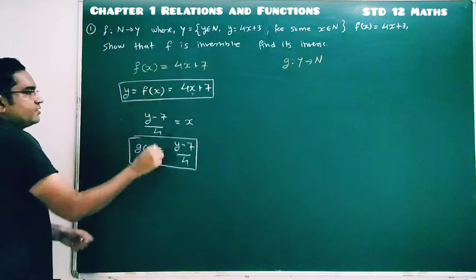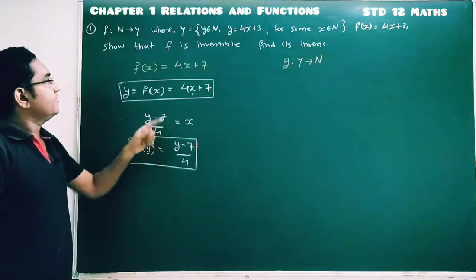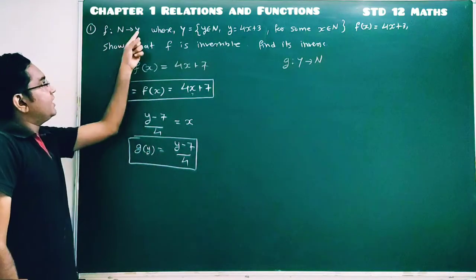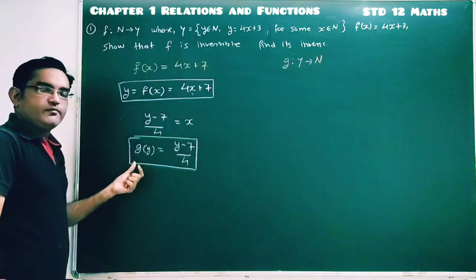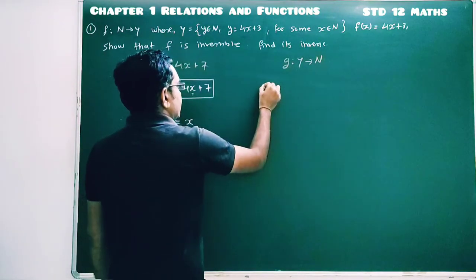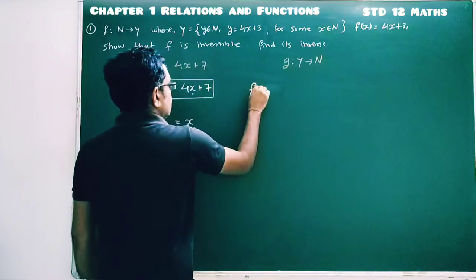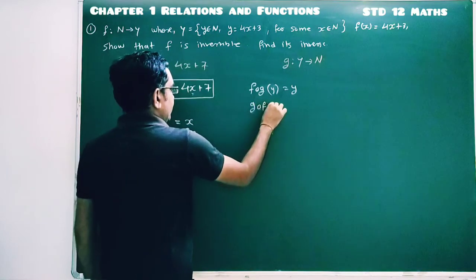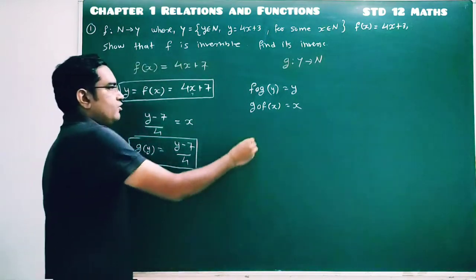Done. So for any function f of x to be an invertible function, there exists a function g of y from Y to N, where this is function f of x from N to Y, such that the condition is: f of g of y must be equal to y and g of f of x must be equal to x for this function to be an invertible function. So let's try to prove both the conditions.